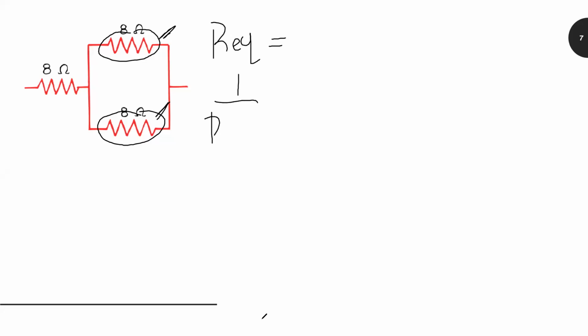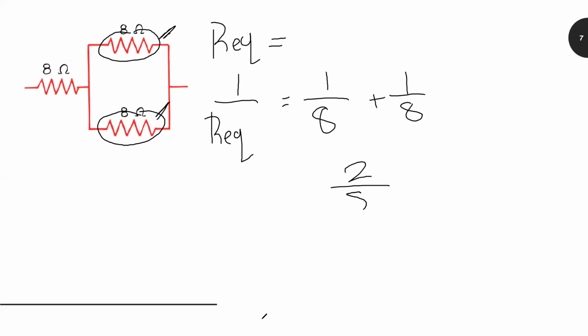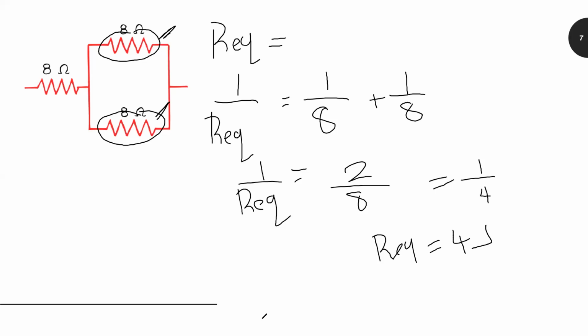1 over R equivalent will be 1 over 8 plus 1 over 8. I told you if they are in parallel, we have to take the reciprocal of them. So it will be 2 over 8. This is 1 over R equivalent, which is 1 over 4. So the R equivalent here will be 4. This is 8 and this 8 are connected in parallel. To find the equivalent, we add the reciprocals and we get 4.